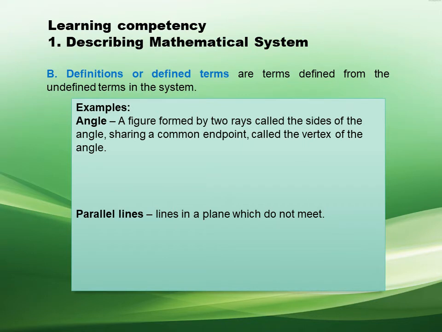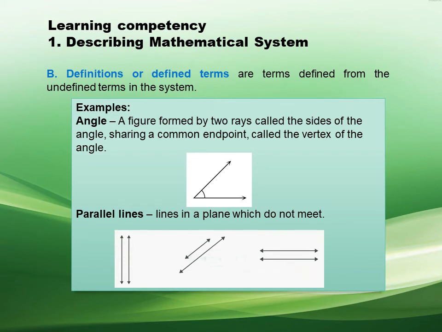Examples. Angle. A figure formed by two rays called the sides of the angle, so they share a common endpoint called the vertex of the angle. So this is an example of an angle. And then we have parallel lines. These are lines on a plane which do not meet. Those are examples of parallel lines.